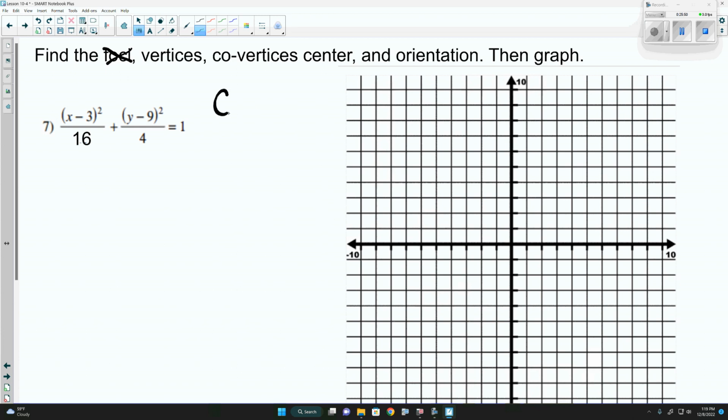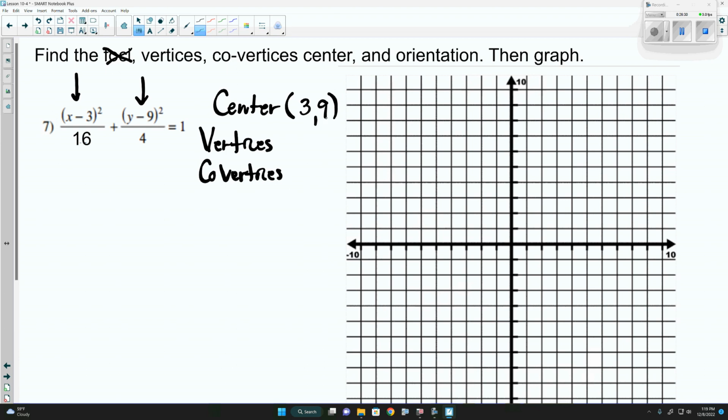But the main things we need to find is the center. We will find the vertices and co-vertices. But what's really helpful for finding the vertices and co-vertices is the values of a and b after we find the center. The center is given to us from the numerators of both of these here. And when we pull the values out, we kind of have to flip the sign. Since it says -3, the x value of the center is +3. Since we have -9 for y, it is +9.